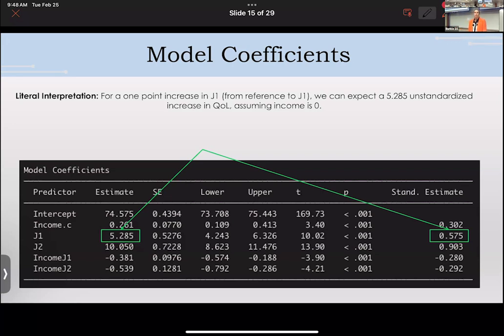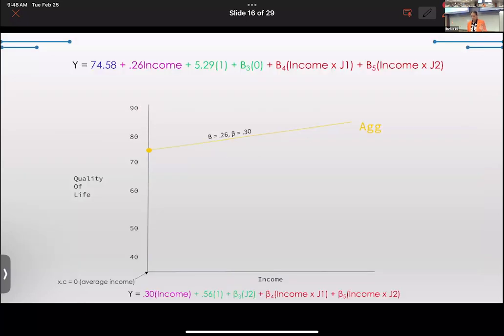So first of all, what does a 1-point increase in J1 mean? From reference group, which is 0, to a 1 in J1, which is technology. Then we can expect a 5.285 unstandardized increase in quality of life, assuming income is 0. What does income of 0 mean? Average, right?